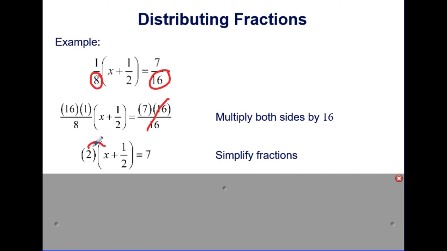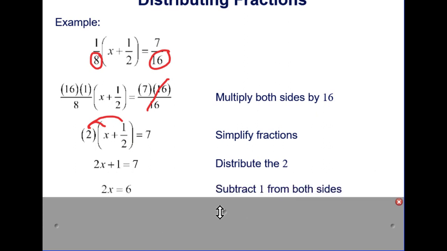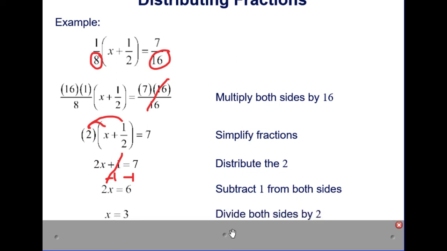We'll distribute the 2 to have 2x plus 1 equals 7. We'll subtract 1 from both sides to undo the adding 1, which will leave us with 2x equals 6. And then we will divide both sides by 2 to undo multiplying by 2 to leave us with our final answer of x equals 3.